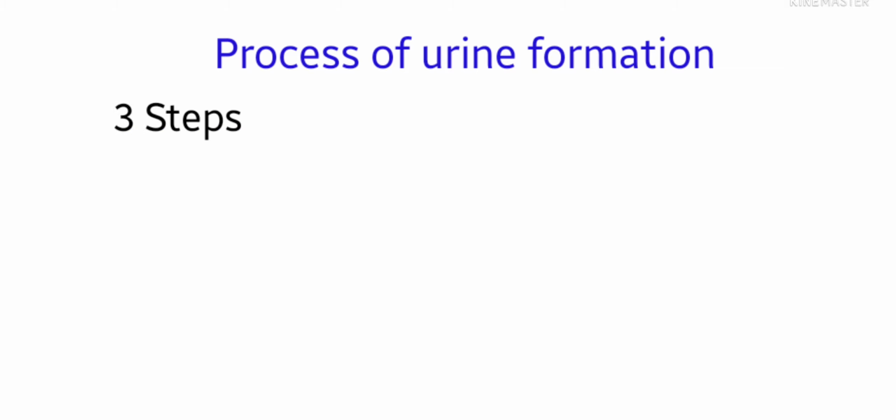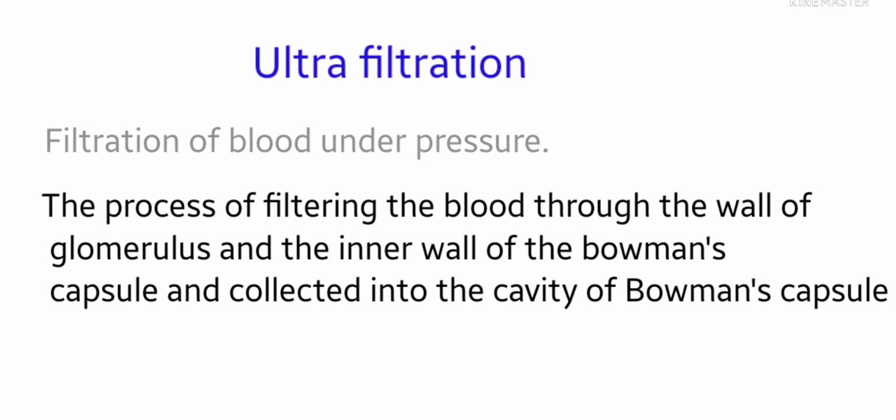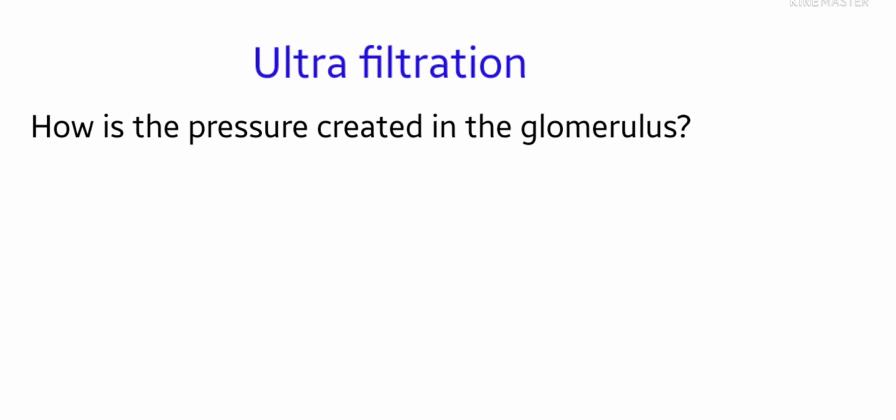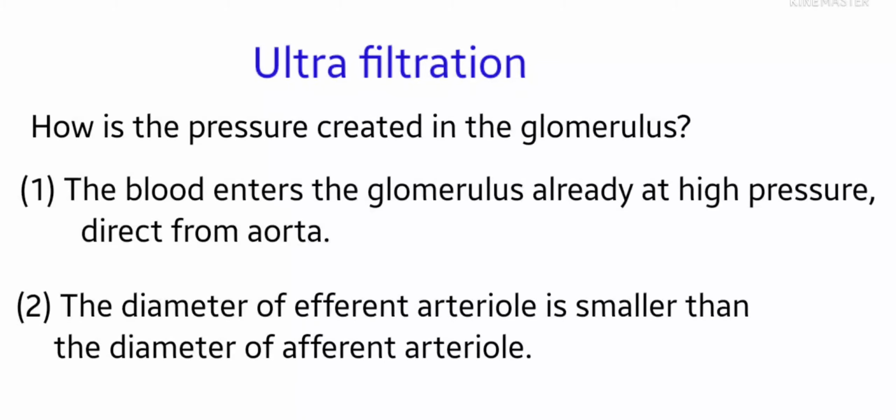In the process of urine formation, there are 3 processes: ultrafiltration, selective reabsorption, and secretion. Ultrafiltration is the filtration of blood under pressure. The pressure is achieved in 2 ways. First, the blood enters the glomerulus already at a high pressure direct from the heart via aorta. Second, the pressure built up by the blood vessels.